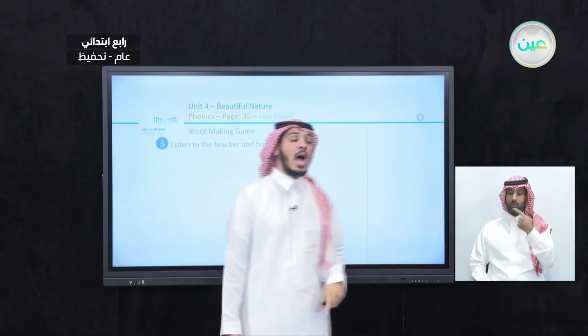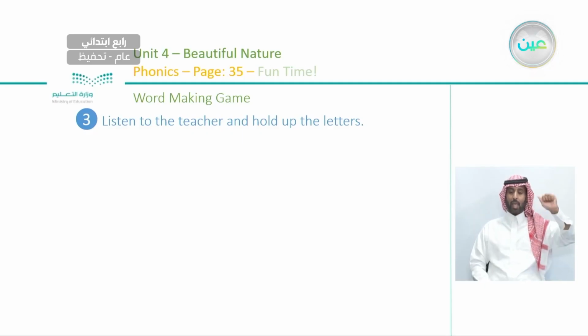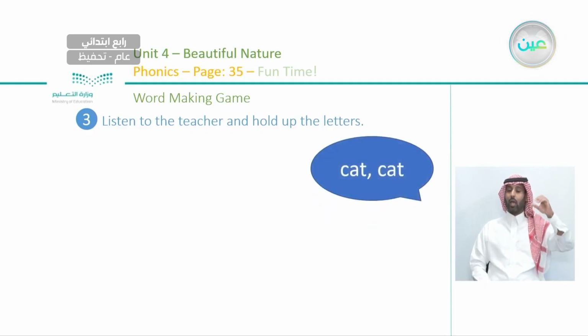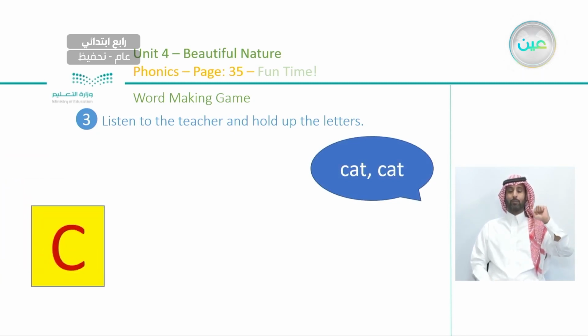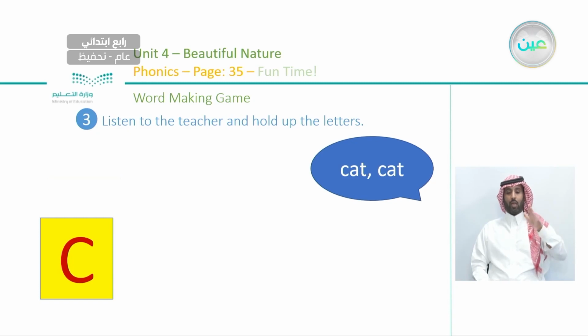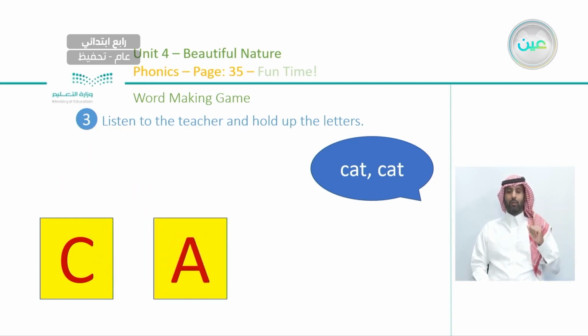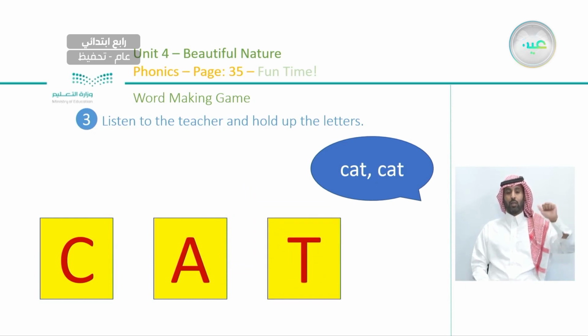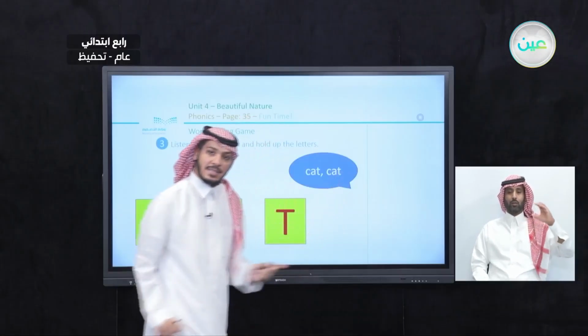Okay, what about cat? Can you tell me? It's what? C. Excellent. Then after that what? A. Excellent. And T. So we have C, A, T. This is what? Cat. Excellent.